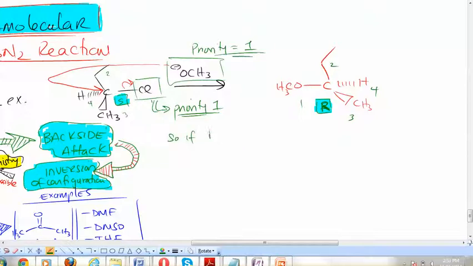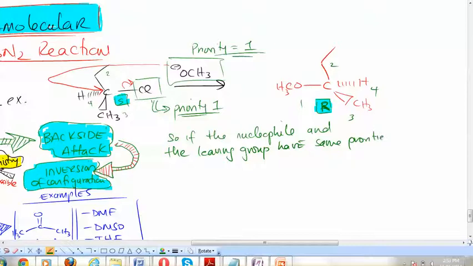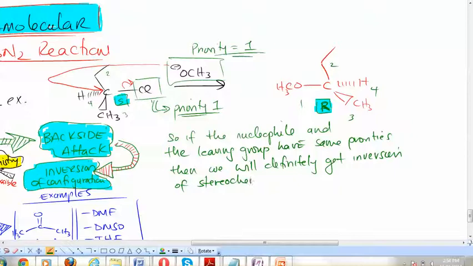So if the nucleophile and the leaving group have the same priorities, inversion of stereochemistry.